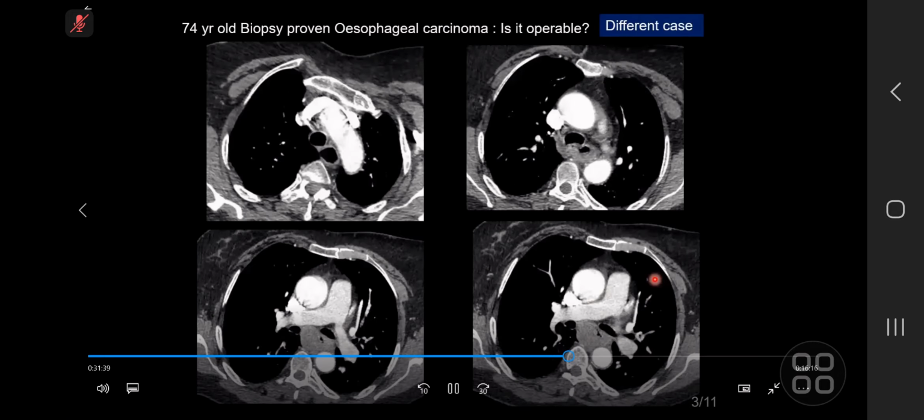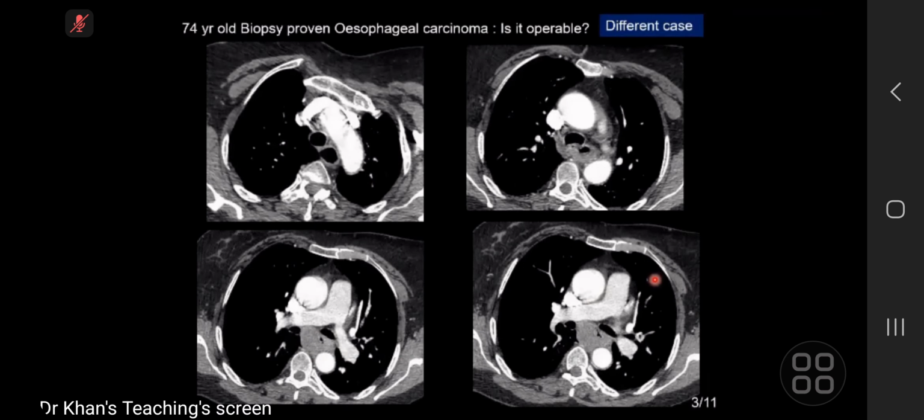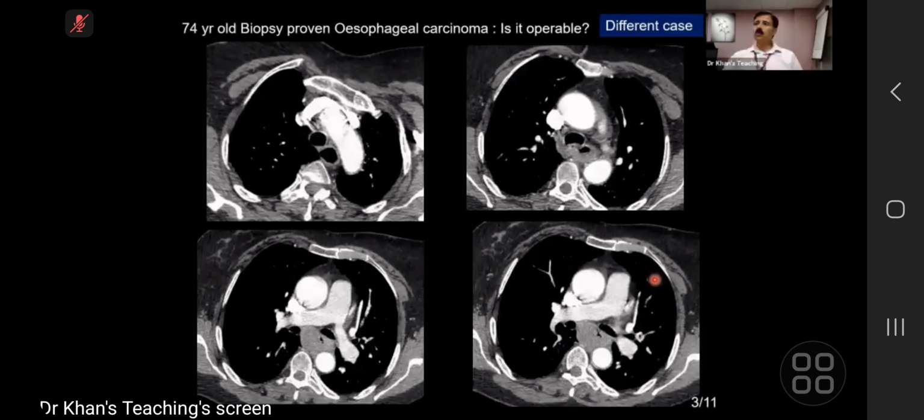Close approximation in the subcarinal region. The right and left main bronchus seems to be spared, so I think this is operable. Okay, thank you very much. You can mute yourself. Well done.